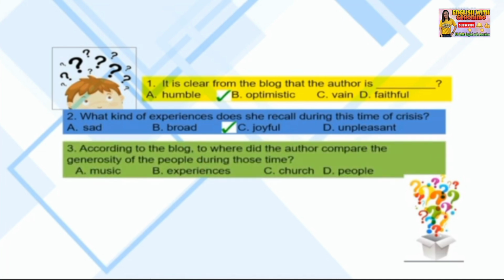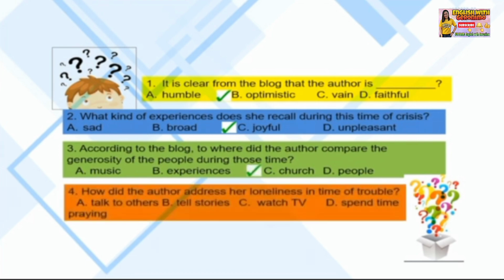According to the blog, where did the author compare the generosity of the people during those times? To music, experiences, church, or people? Good. The answer is letter C, church.